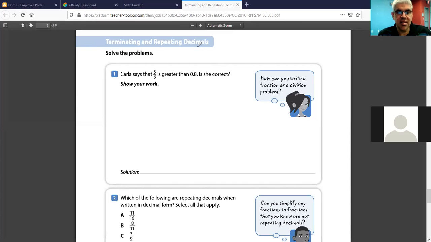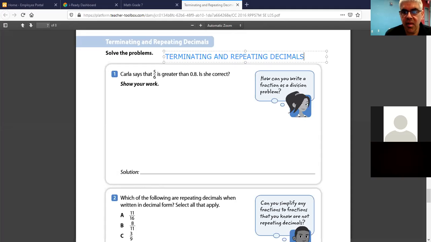I'll give you time to write the title, which, like I said, is terminating and repeating decimals. Talia is here. Oops, I should have said that. Okay, so terminating and repeating decimals.